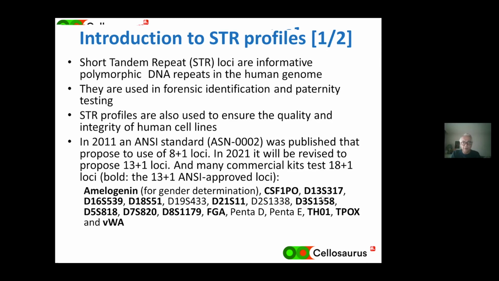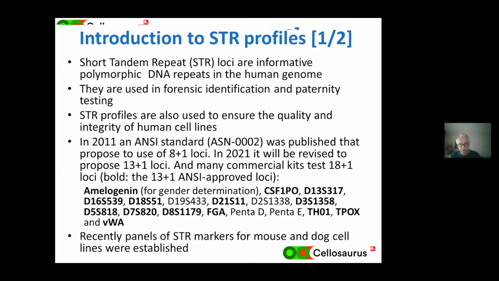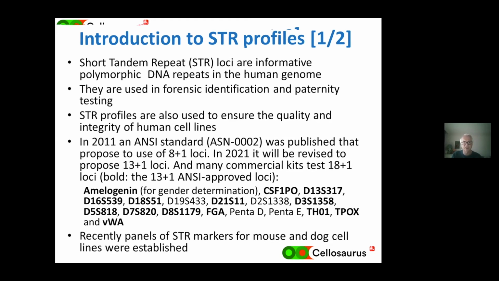The other ones are real short tandem repeats, and they basically have different allele values. So what do you do? Well, yes, I forgot also to say, this is for human, but very recently, STR markers have been established for mouse and dog cell line. No other species yet, but mouse and dog, yes.